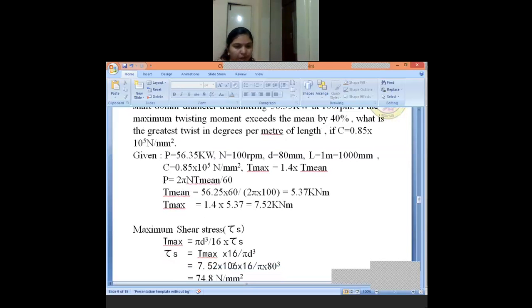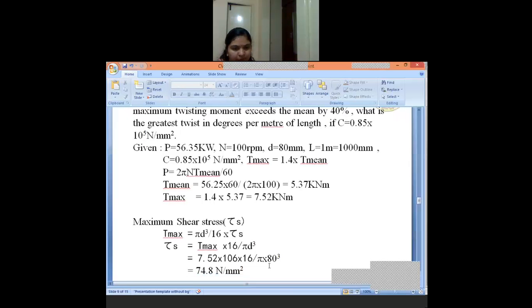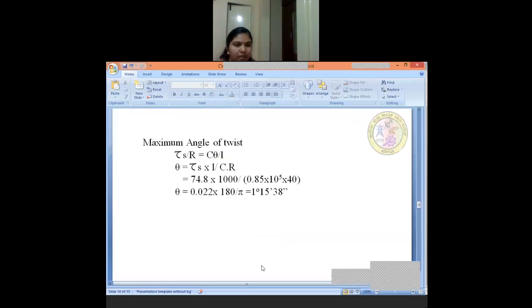P max is area into shear stress. And what is area? And what is maximum torque? And this is maximum shear stress. With this formula, T max will be πd³/16 into τ max. Theta will be equal to T max into 16 by πd³. So once I substitute, I will find the maximum shear stress. That turns out to be 74.8 Newton per mm².